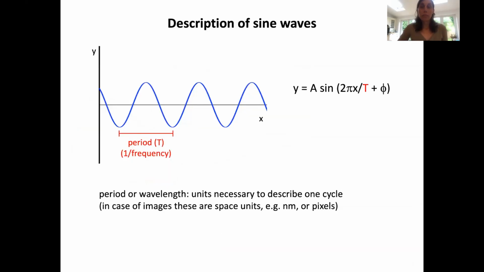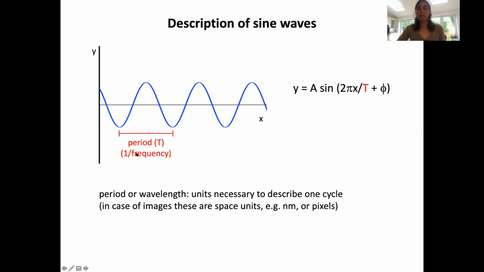Okay, so how can we then describe the sine waves that compose our function of interest, our image, our sound, whatever it's going to be? We have three parameters to describe a sine wave. One is the period or wavelength. So this is how long is one cycle. Okay, so how often does the oscillation repeat identical to itself? So in the case of images, these are space units like meters or Angstrom or nanometers.